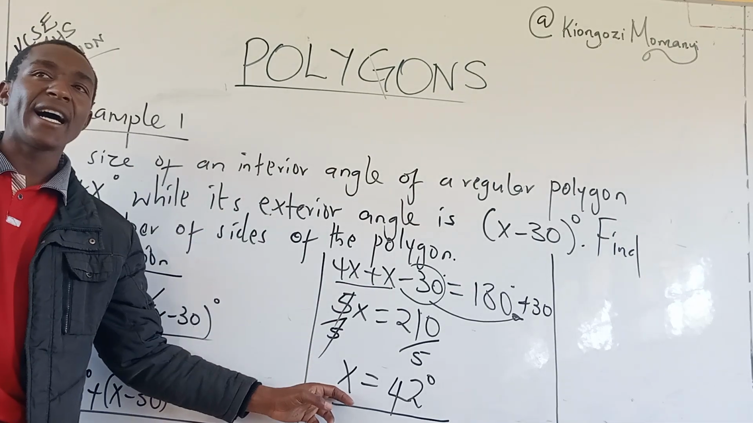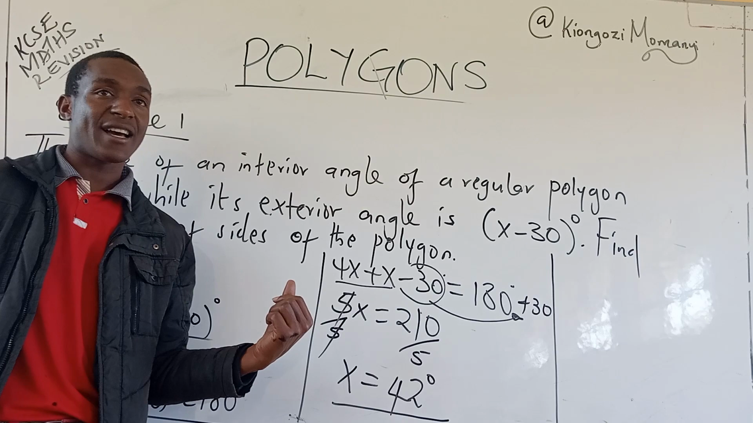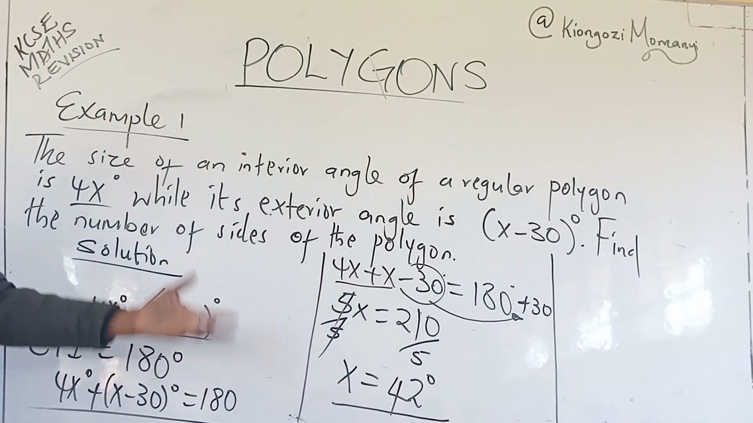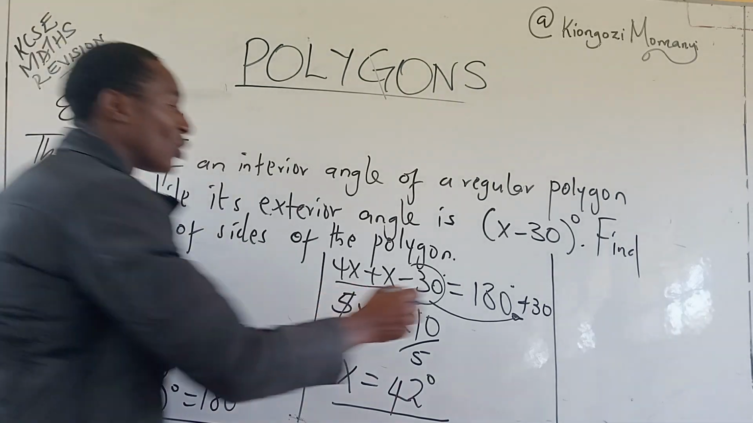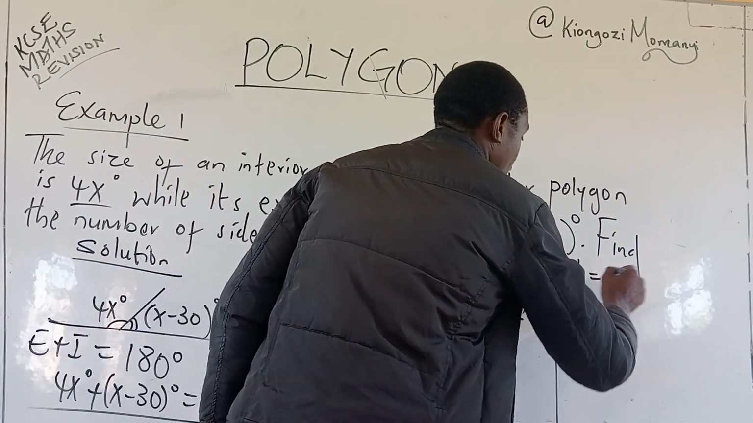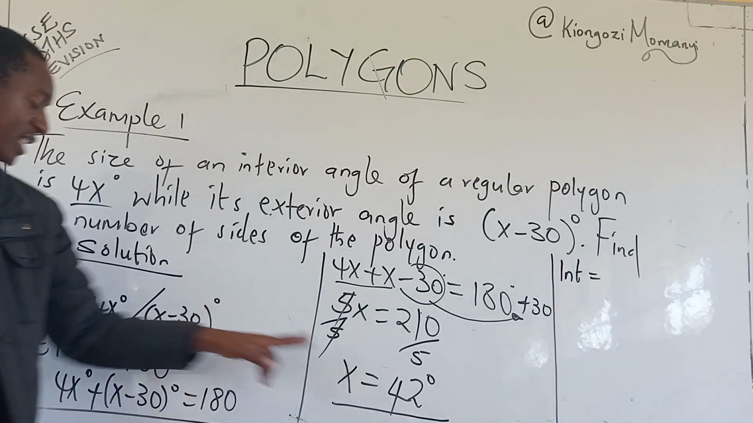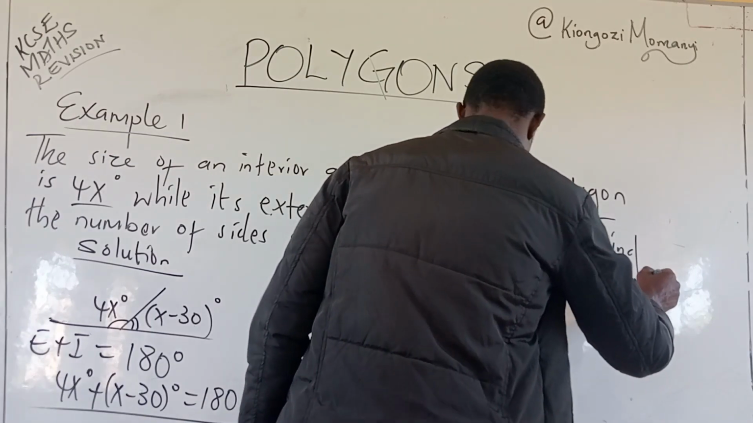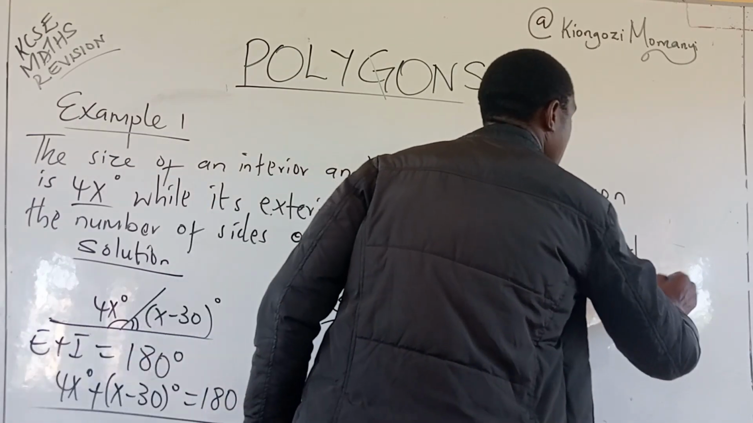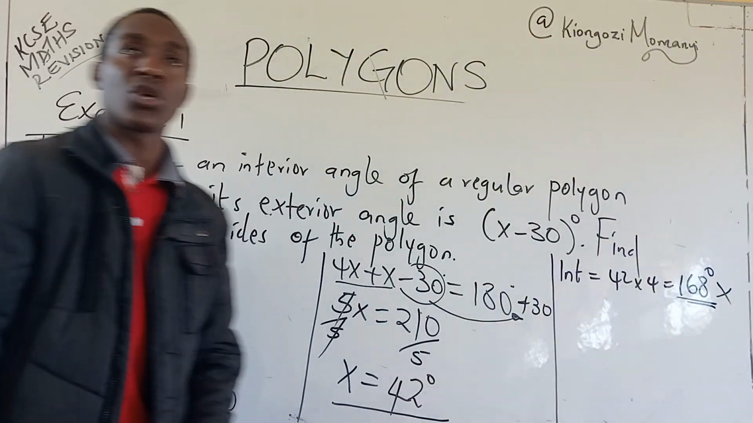What you have found here, at this point students go wrong. Sometimes they take this one as their exterior. This one is only the value of x, which you're supposed to put here and get the exterior and the interior. So the interior is going to be 42 times 4, which is 168 degrees. This one is not necessary in this question.